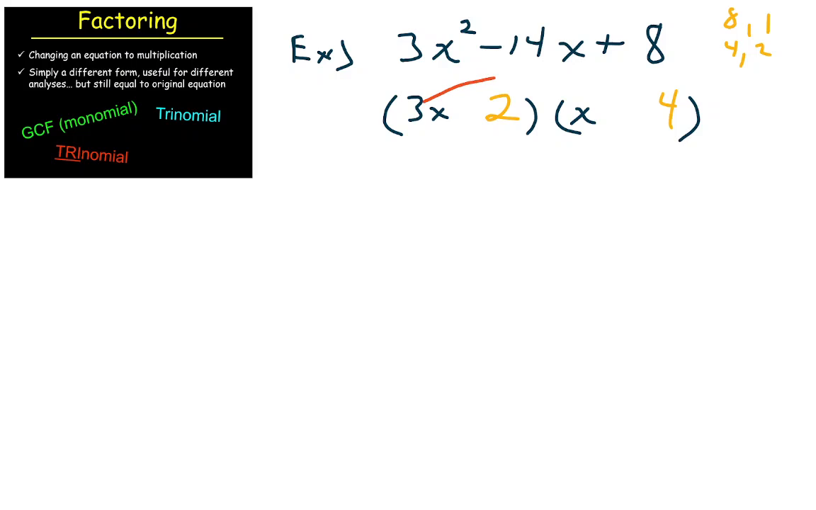Now, as you get faster at this, you'll be able to start to see how this works, maybe without doing all the guessing. But I'm going to distribute 3x to 4. That gives me a 12x. I'm going to distribute the 2 to the x, and that gives me a 2x. Now, is there any way to make a 12x and a 2x become a negative 14x? Well, there sure is. I just need both of them to be negative.